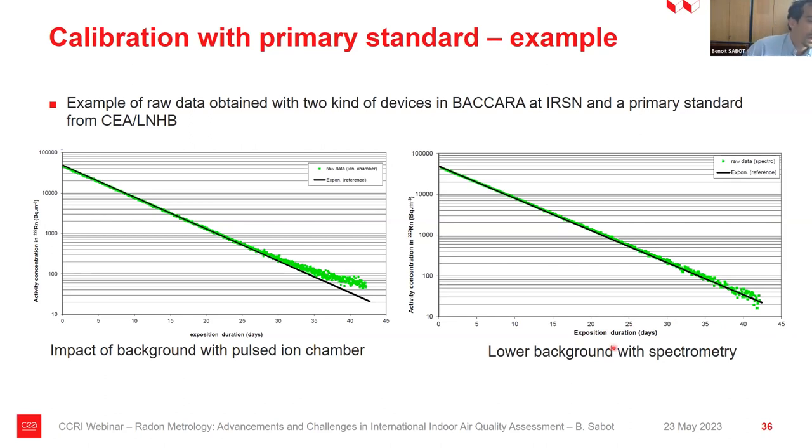What you can see here is the effect of background, because the pulsed ion chamber, in this case, was using the total counting. That means with time, this ion chamber has some contamination of polonium-210 inside. So the background is non-negligible. Starting from the high activity down to low activity concentration, we start to have some effect of the background. So that's why it's important to correct for the background of the device to calibrate, which is not the case for this other device that is using alpha spectrometry, and especially this one was using the polonium-218 peak for deducing radon activity concentration.